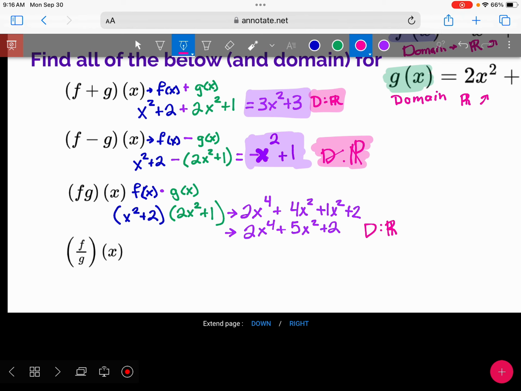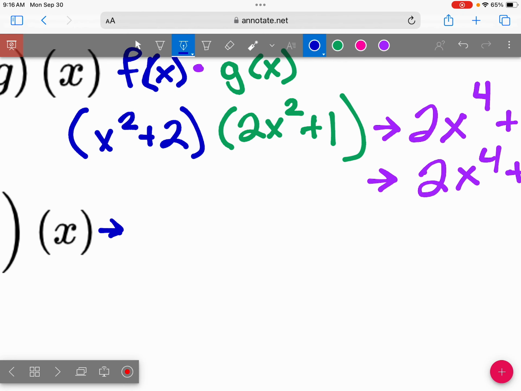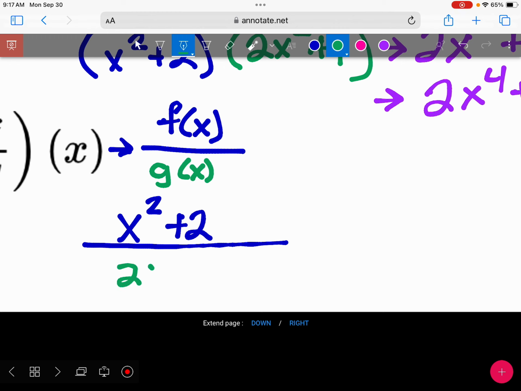All right, our last one, probably the most obnoxious, is our division. So when we have it set up like this, we're going to divide our f of x by our g of x. So I'm going to write a big fraction, and I'm going to put my f of x on top, so that's my x squared plus 2, and my g of x goes on the bottom. That's my 2x squared plus 1.